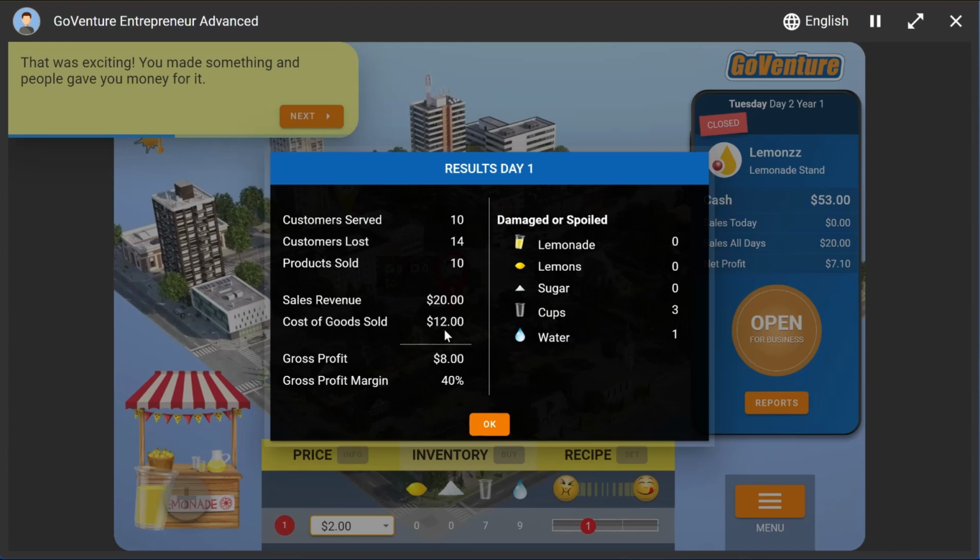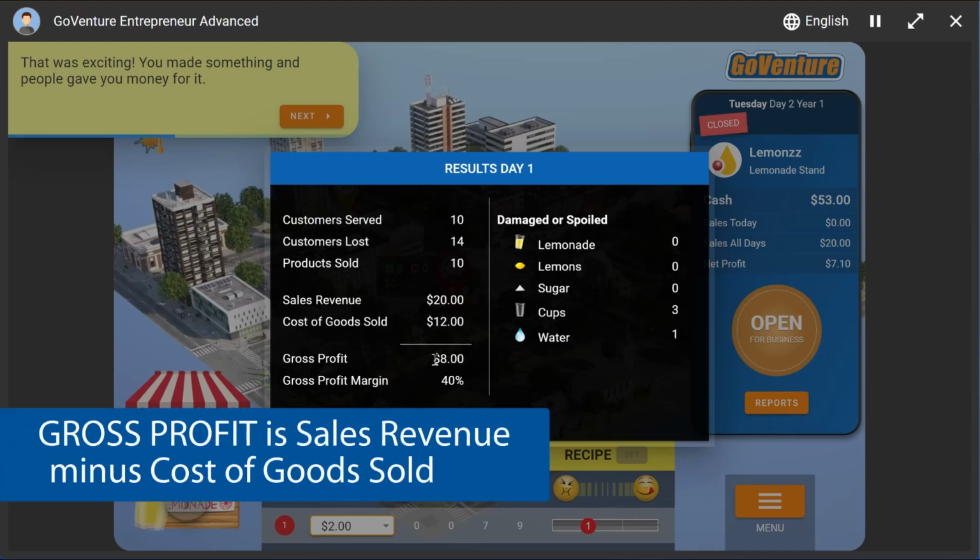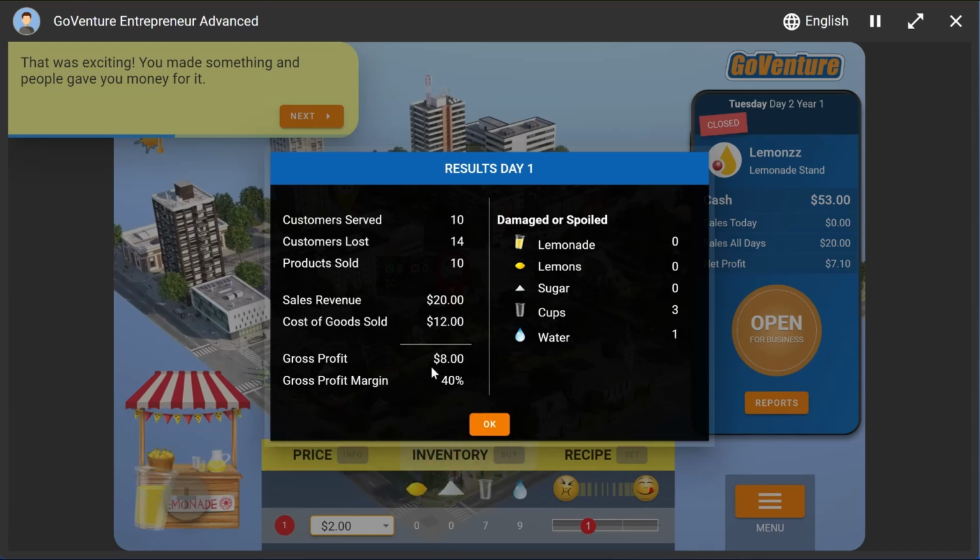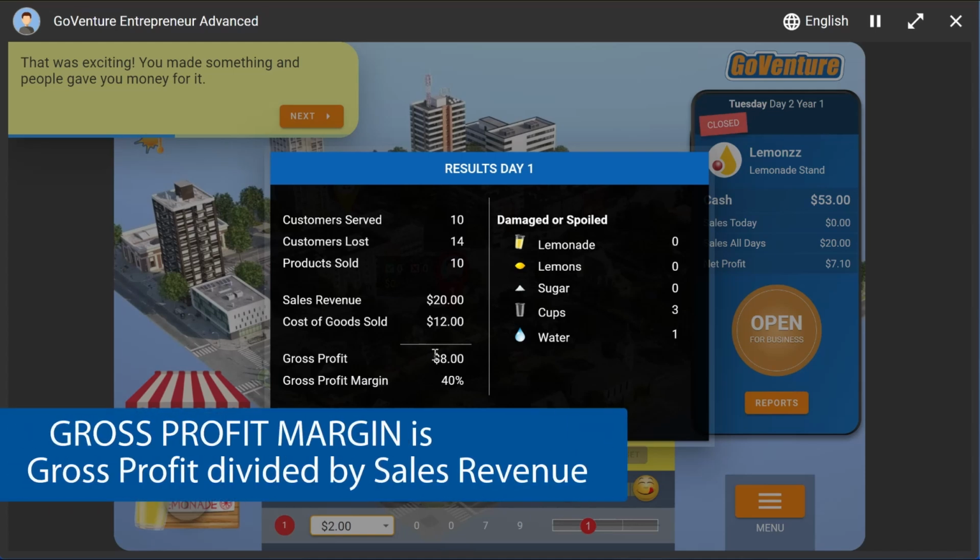So this is just a comparison of the money customers gave us and the cost of the product we gave to customers. And the difference between these two numbers, $20 minus $12, is our gross profit. That's our $8 in gross profit. And our gross profit margin is 40%. That 40% is calculated by taking the $8 of our gross profit and dividing it by the $20 of our sales revenue, and that's our gross profit margin.